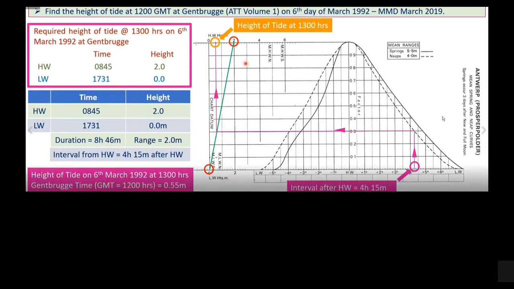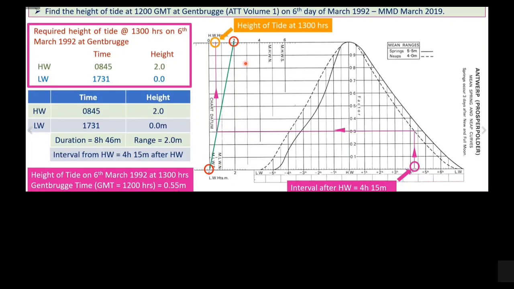So this was the question which we did, beta. Have a good look at this. Let me know अगर किसी भी point पे आपको कोई doubt आ रहा है. और अगर सेकेंडरी पोर्ट में हमें कोई पर्टिकुलर टाइम दे दिया जाए, इस केस में उन्होंने हमें 1300 का टाइम दिया, तो उस टाइम से हमें हाइट ऑफ टाइड कैसे निकालनी है वो भी हमने देखा.